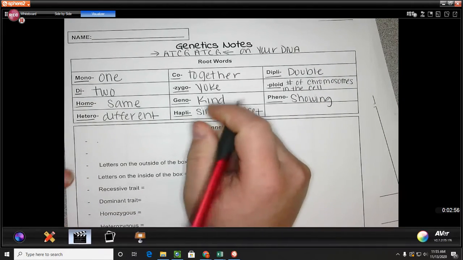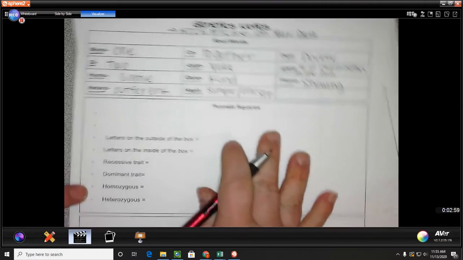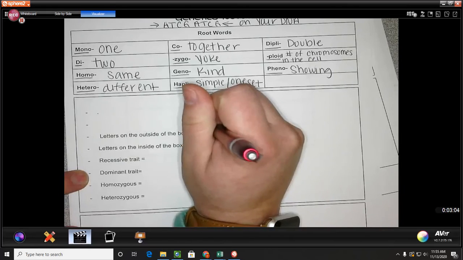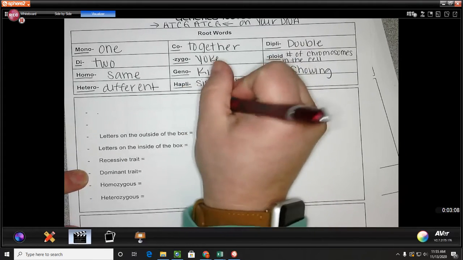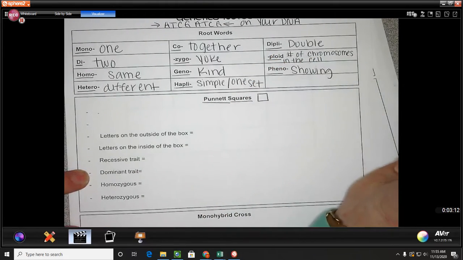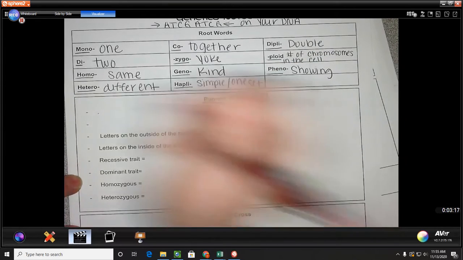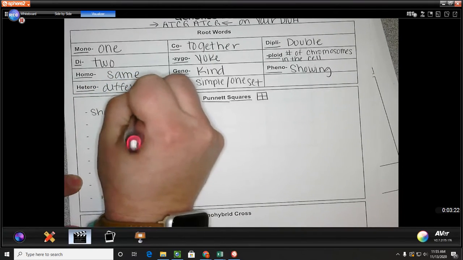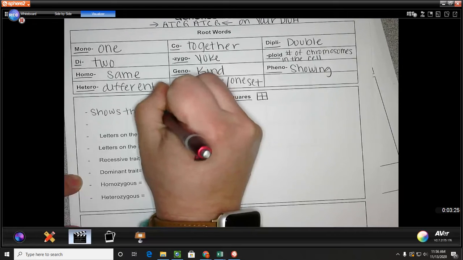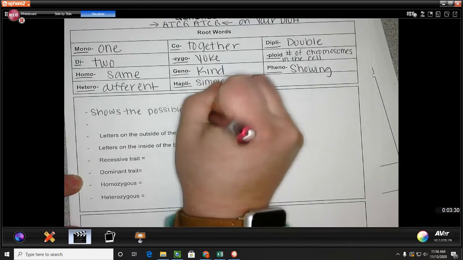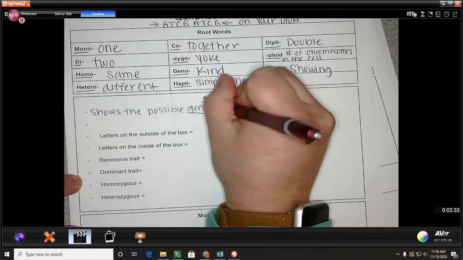Okay, so moving on, we're going to talk about Punnett squares. Punnett squares, like a punt, kind of. Punnett squares are squares within a square. They look exactly like this. So that's a Punnett square. A Punnett square shows the possibilities or possible gene combinations. Remember, gene is genetics.